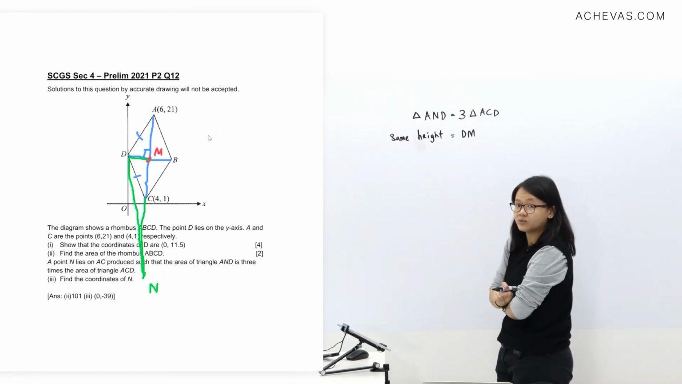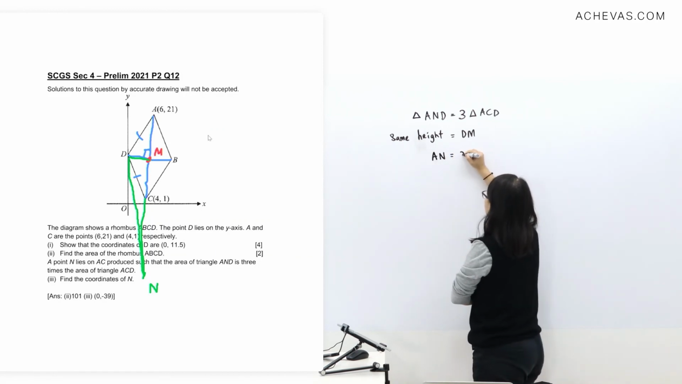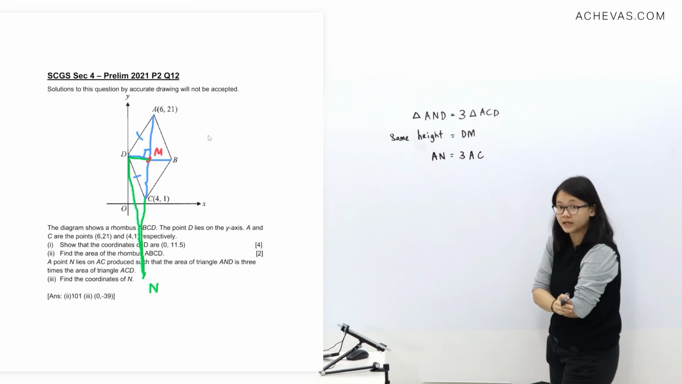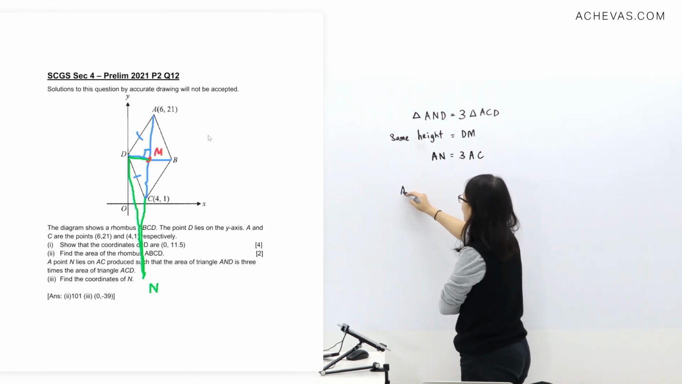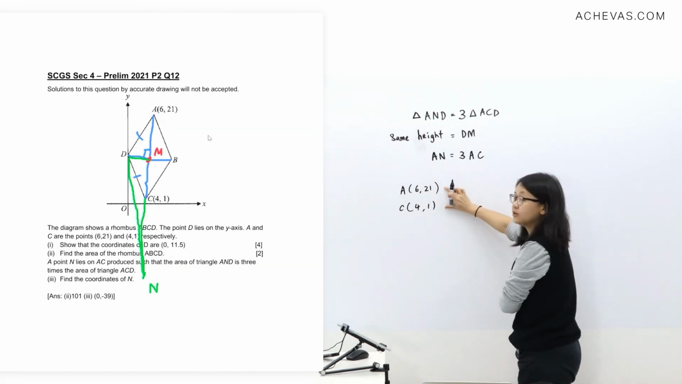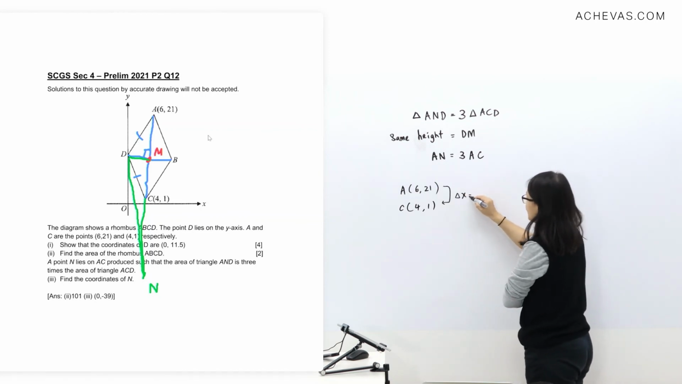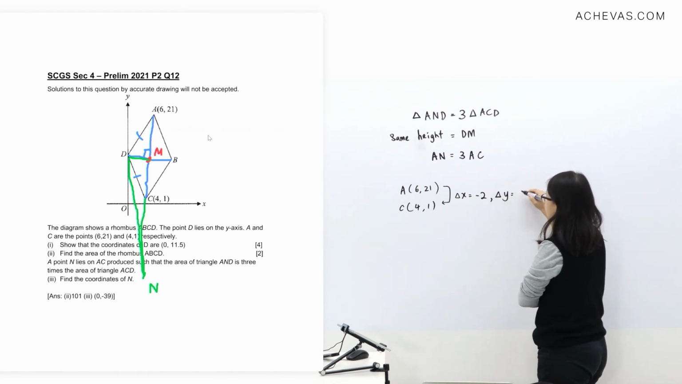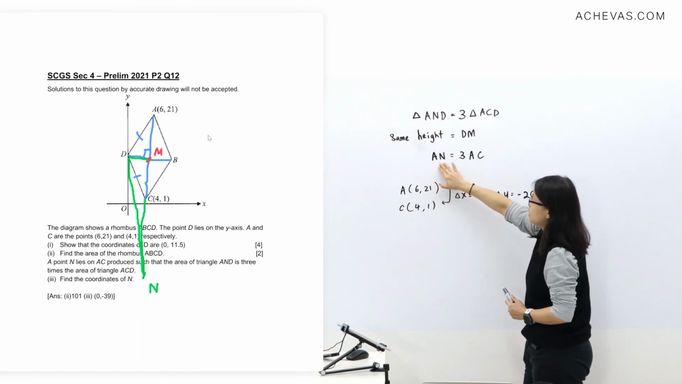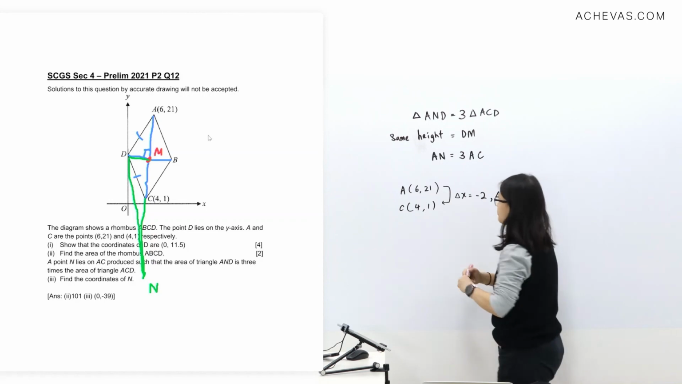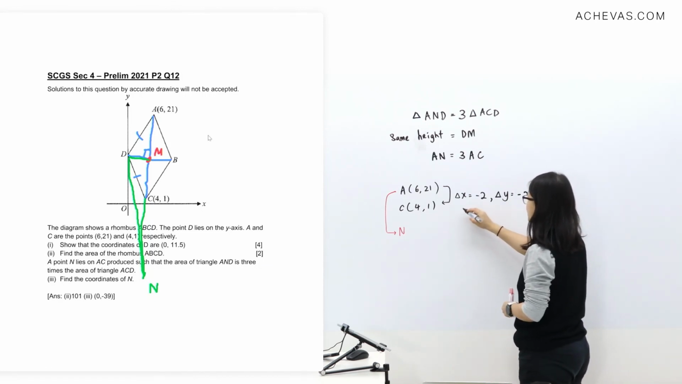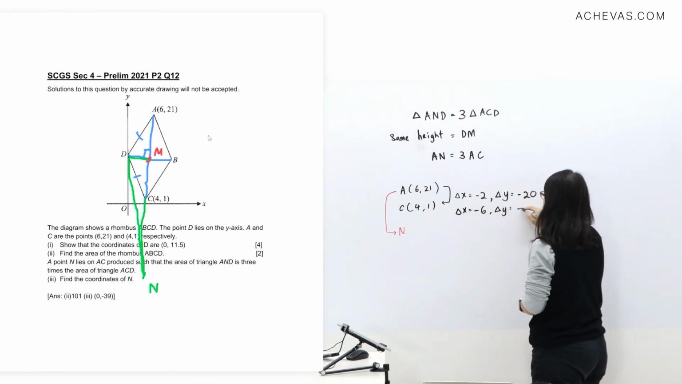So let's look at the base of AND. The base of AND will be the length from A to N, correct? So I'm going to write AN length equals 3 times, for ACD, the base will be A to C. Now we already have point A, which is 6, 21, and point C, which is 4, 1. From A to C, the change in X value is -2, and the change in Y value is -20, going downwards. Since I know A to N is 3 times, from A to N I'm going to change 3 times. So the change will be -6 and -60.